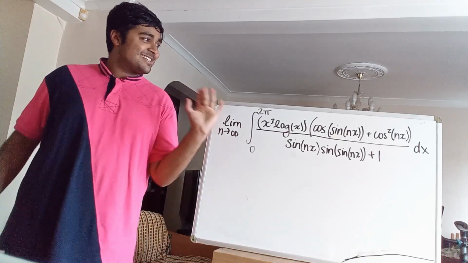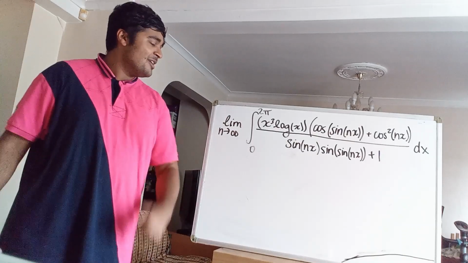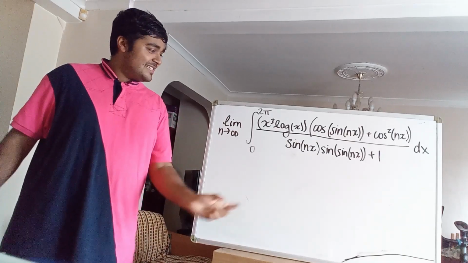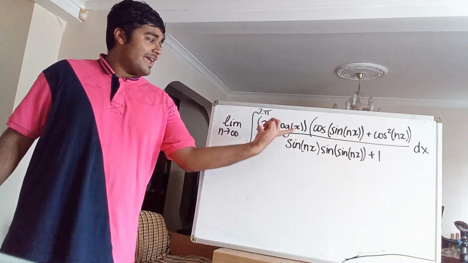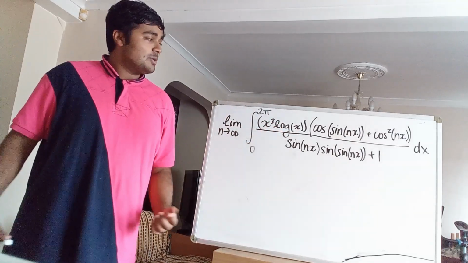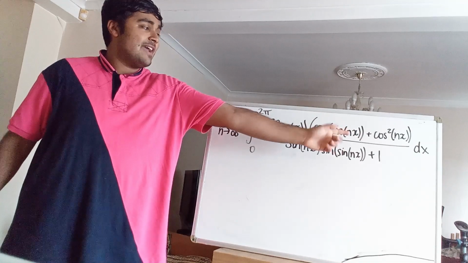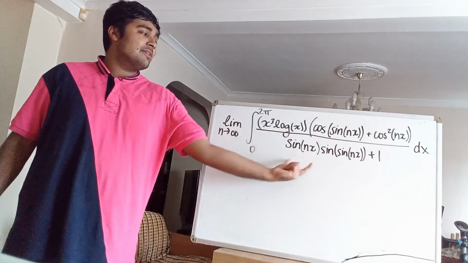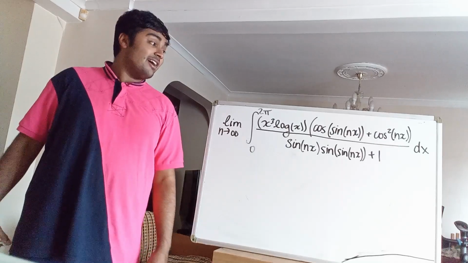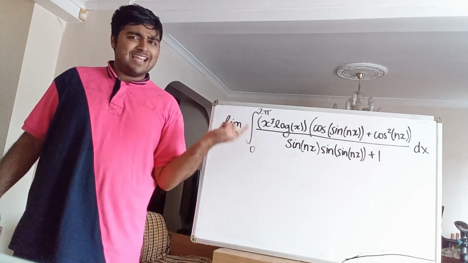It's a limit and integral problem and it looks very, very scary. We have the limit as n goes to infinity of the integral from 0 to 2 pi of x cubed log of x multiplied by cosine of sine of nx plus cosine squared of nx, all divided by sine of nx times sine of nx plus 1 dx.